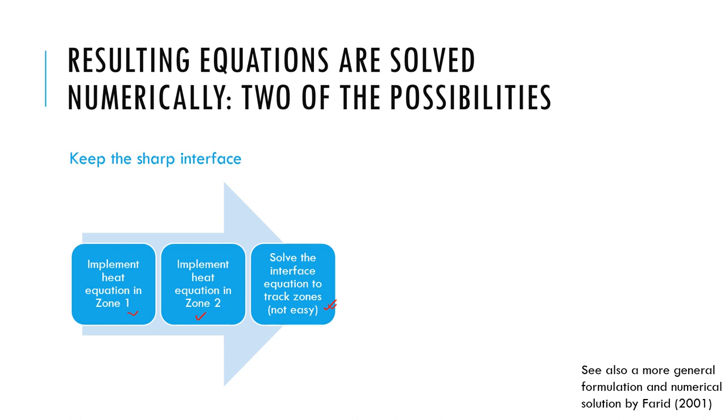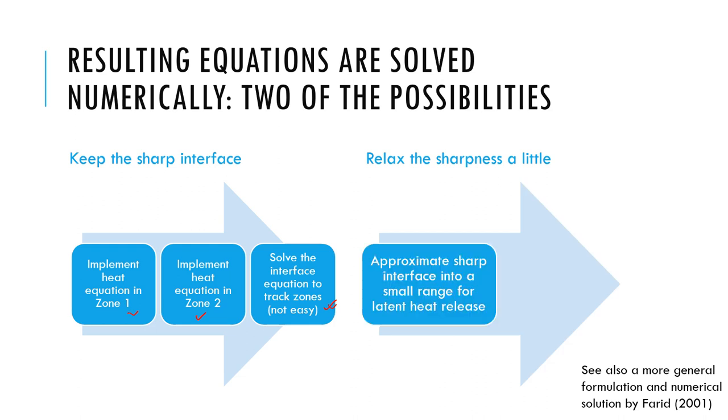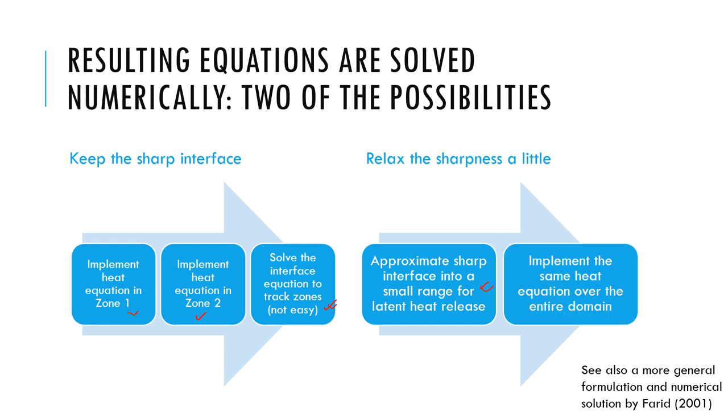So that is one way to solve these equations, to approximate the sharp interface into a small range and then implement the same heat equation over the entire domain. So basically what you are doing, let's say if we take the freezing one, then the latent heat of freezing you are distributing over a small temperature range, and that way the latent heat you're basically combining with the sensible heat or the specific heat to make what's called an apparent specific heat. These things are detailed a lot more in the module on freezing, for example.